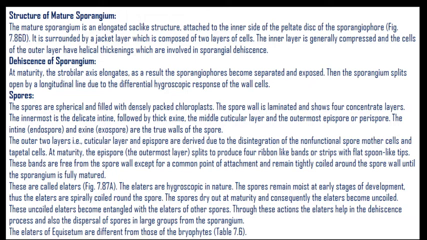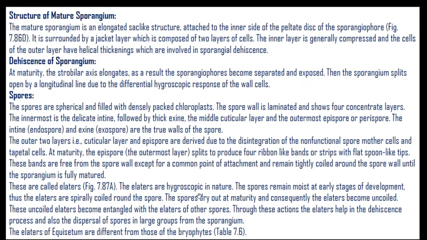These bands are free from the spore wall except for a common point of attachment and remain tightly coiled around the spore wall until the sporangium is fully matured. So this is called the elaters, which is shown in the figure. The elaters are hygroscopic in nature.